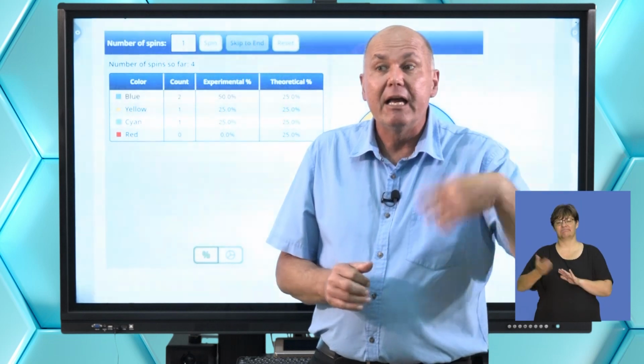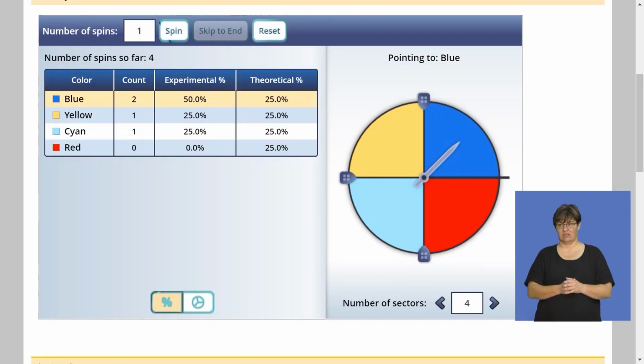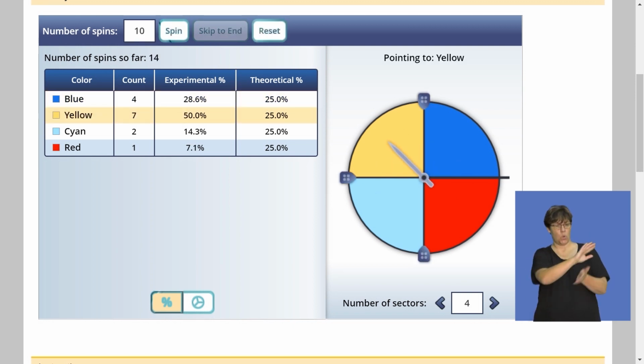But you know what? Let's speed up the number of trials. I'm going to change this and see what will happen if I make this spinner spin, for example, 10 times. And if I let it spin and skip to the end, look what's happened. The leaderboard has changed. If we add all of these up, 7 and 4 is 11, 12, and 2 is 14. 14 spins so far. We've got yellow sitting on a 50% experimental relative frequency. Blue is only sitting on 28.6%, and cyan sitting at 14, and red is way back in the doldrums.